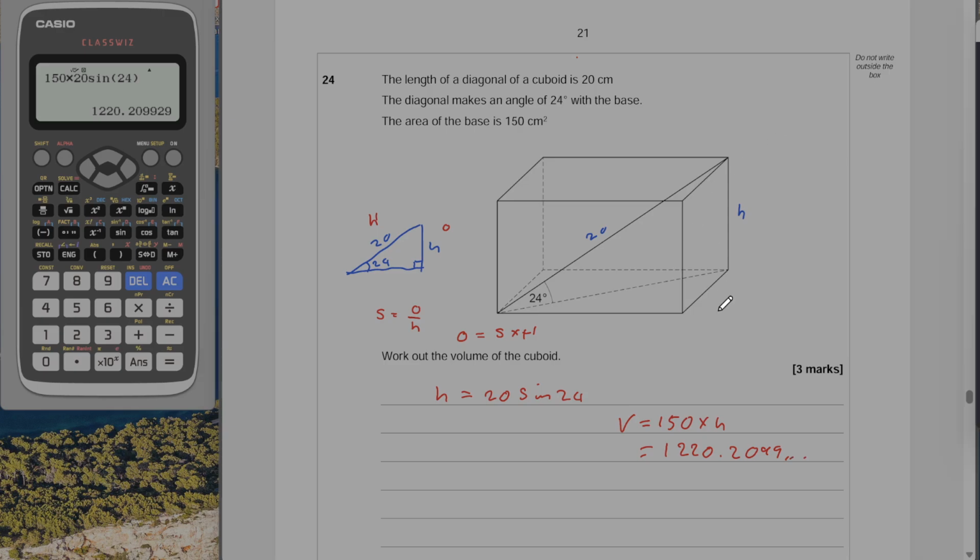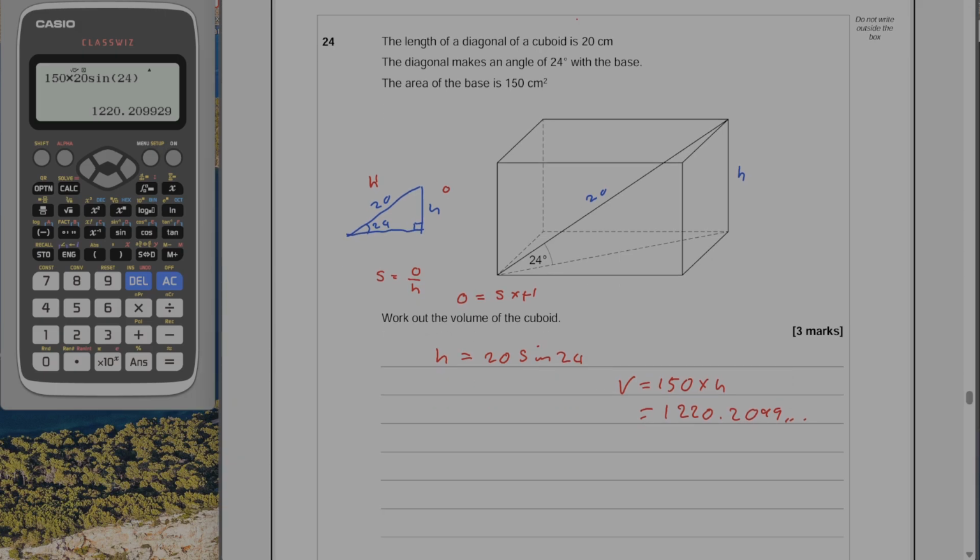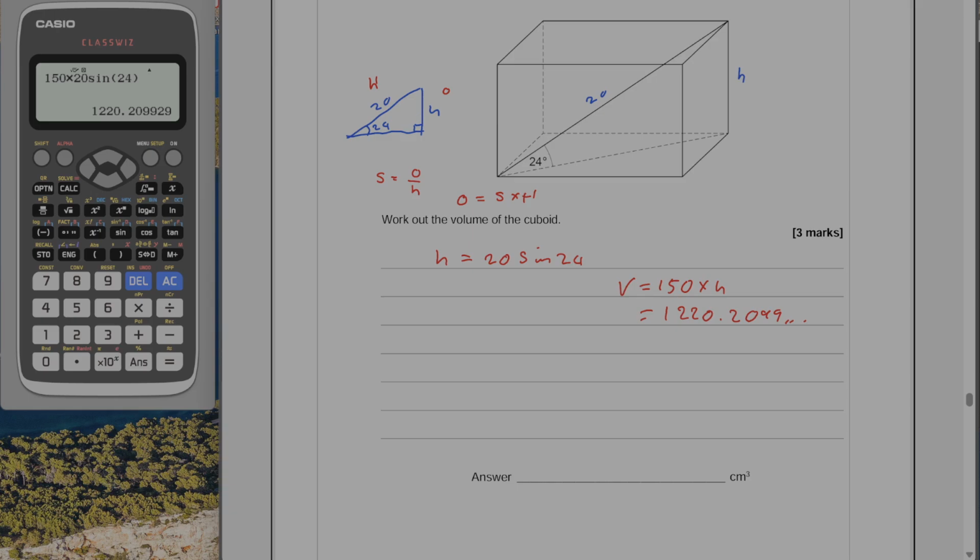Okay, so being realistic about this, my degree of accuracy, so we've got maximum of 2 significant figures, maximum of 3 significant figures. So I'm going to go 4 significant figures. So I'm just going to go 1220.